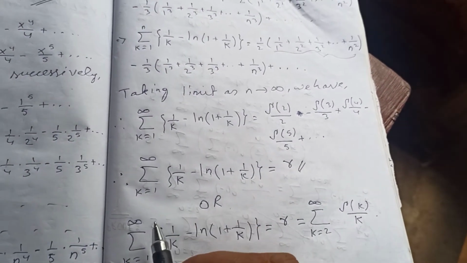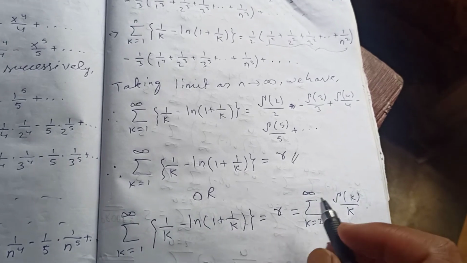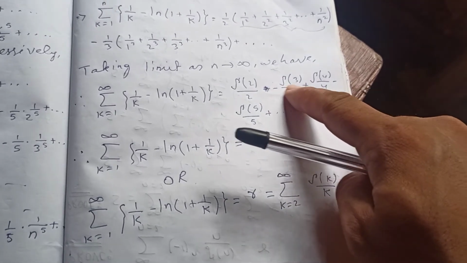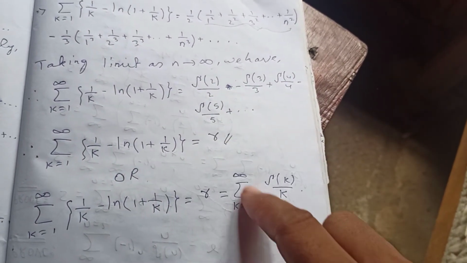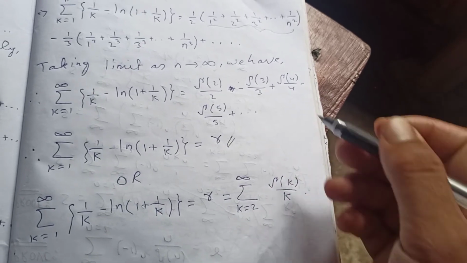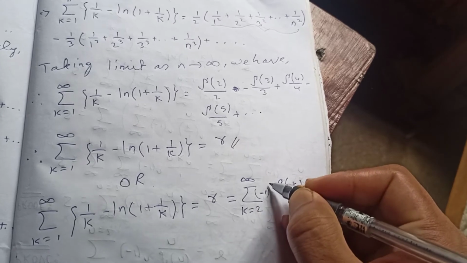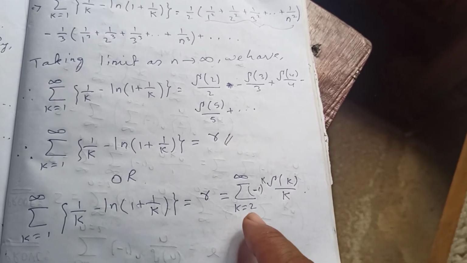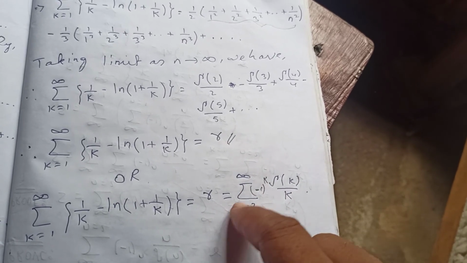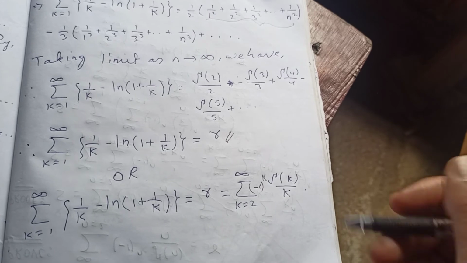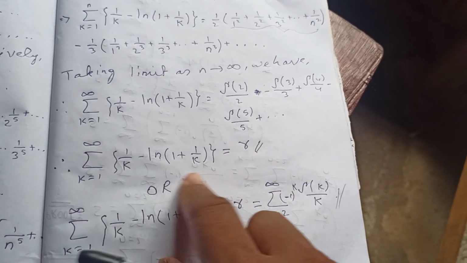So the sum from k equal to 1 to infinity of 1 over k minus log of 1 plus 1 over k is the Euler-Mascheroni constant, and on the other side the sum starts from k equal to 2 to infinity of zeta k by k, and it is alternating, so you have to keep negative 1 to the k. When k is equal to 2, this will be zeta 2 by 2. When k is equal to 3, negative zeta 3 by 3. Our main focus is this one.